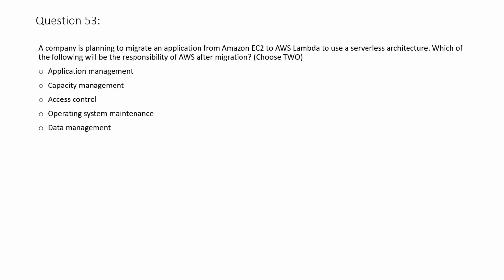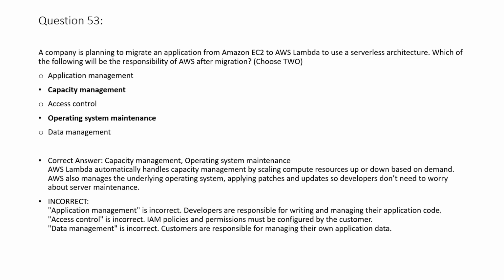Question number 53. A company is planning to migrate an application from Amazon EC2 to AWS Lambda to use a serverless architecture. Which of the following will be the responsibility of AWS after the migration? Here also you need to choose two options. The options are application management, capacity management, access control, operating system maintenance, and data management. The correct answers are capacity management and operating system maintenance. All the others are incorrect.